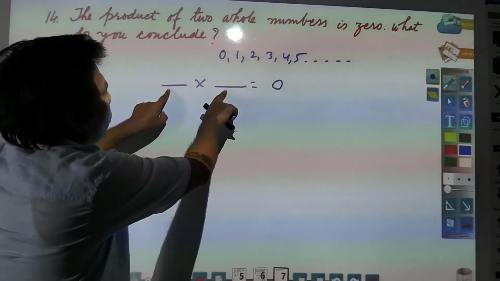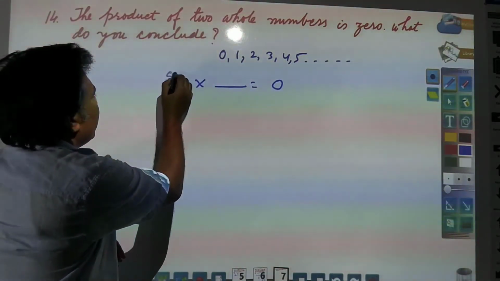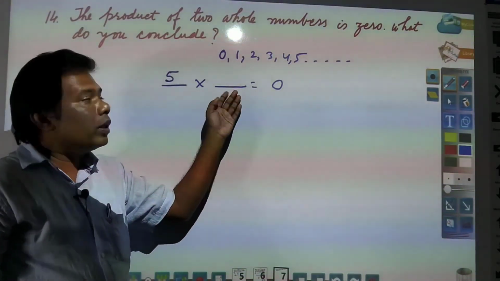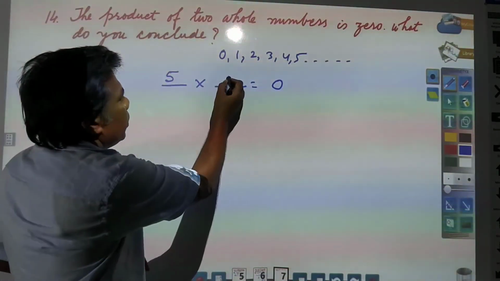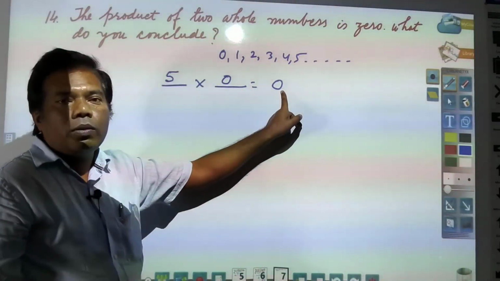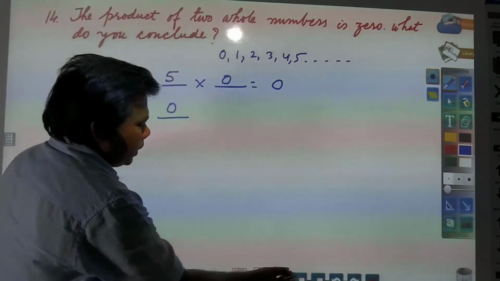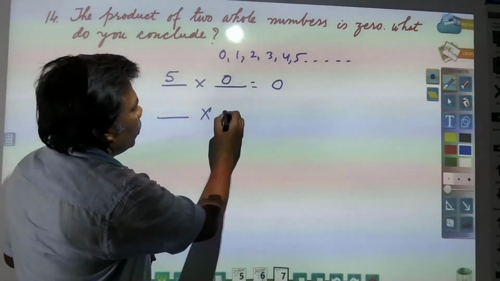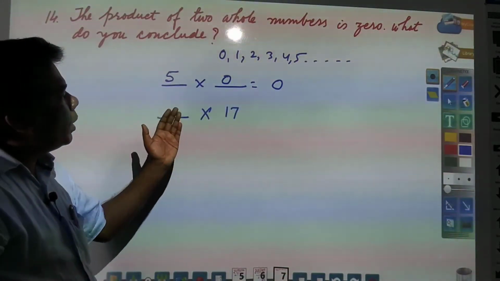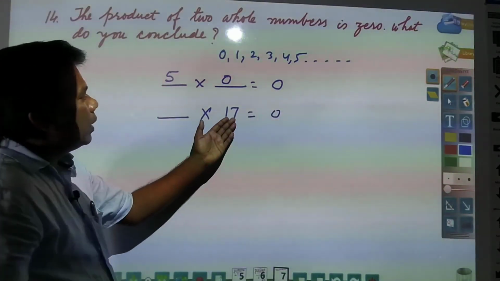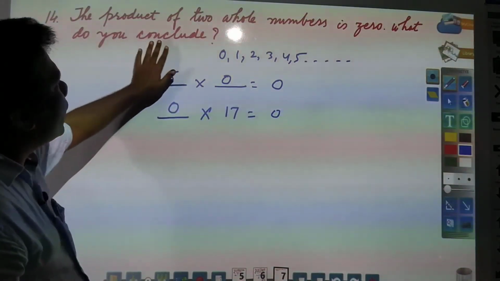If you have two whole numbers, any whole number you assume, suppose we have assumed 5. The second number, what should we keep so that the product we will get is 0? The second number must be 0, then only we will get product 0. And suppose the first number is unknown and the second number you know, suppose this is 17. So what number will we put over here so that the product we get is 0? Definitely the first number also should be 0. So what do you conclude?